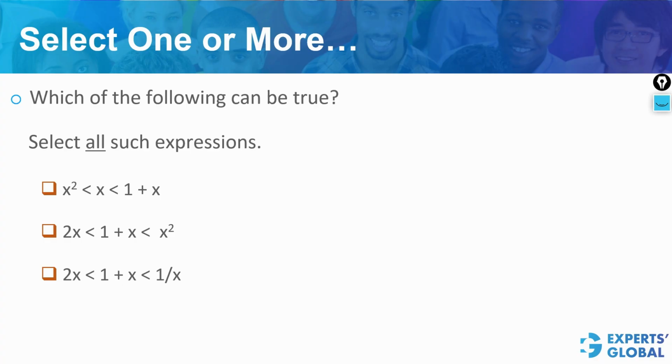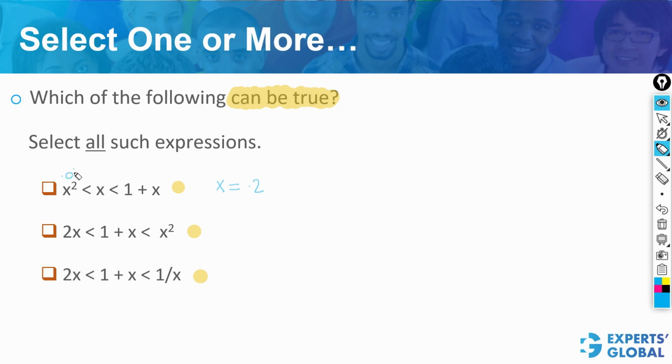Please pause the video and solve this question. It's a can be true question. Therefore, we simply need one example for each of these expressions to select the expressions. The first expression can hold for a small positive value of x, such as x equals 0.2. Value of x squared would be 0.04, x is 0.2, and 1 plus x becomes 1.2. So this answer choice should be selected.